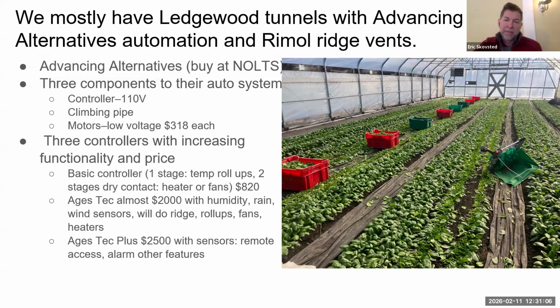It has very cheap manual open end vents, gable vents, I guess they should be called. And then it has the most basic form of automatic roll-up sides. And so that's just an example of how you can start to automate your tunnels incrementally, with just the sides first.